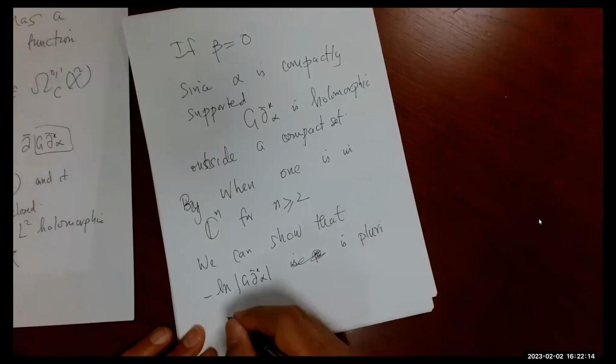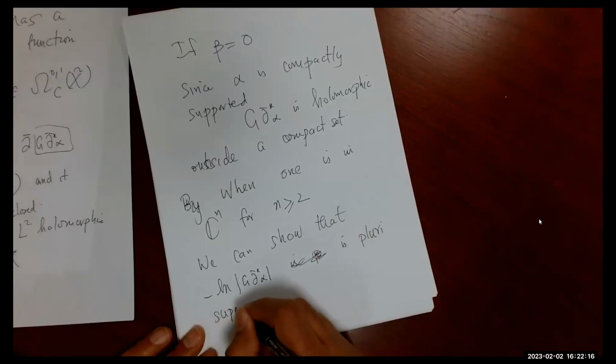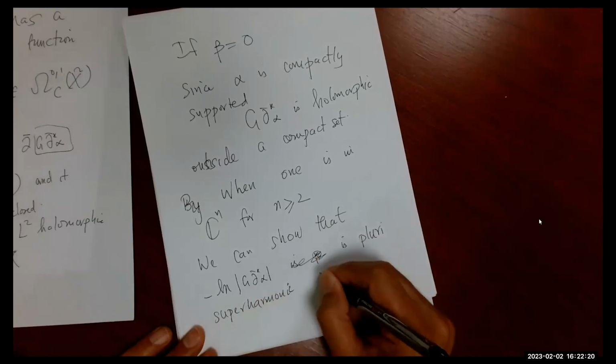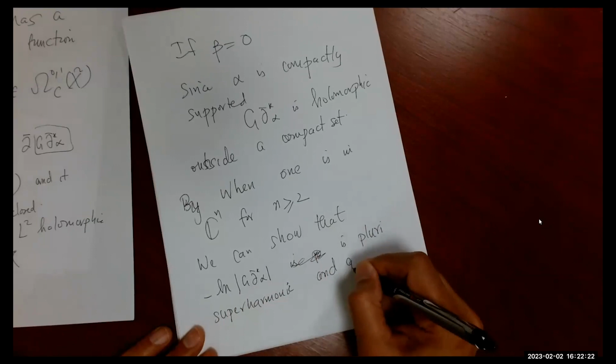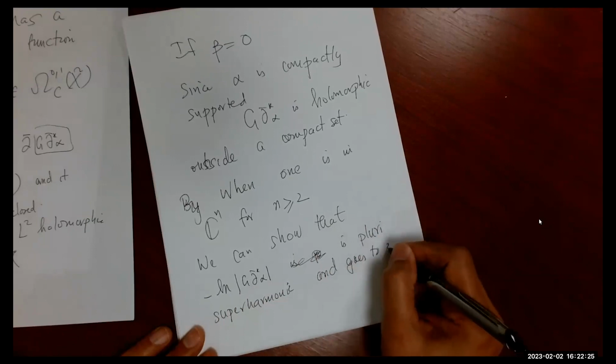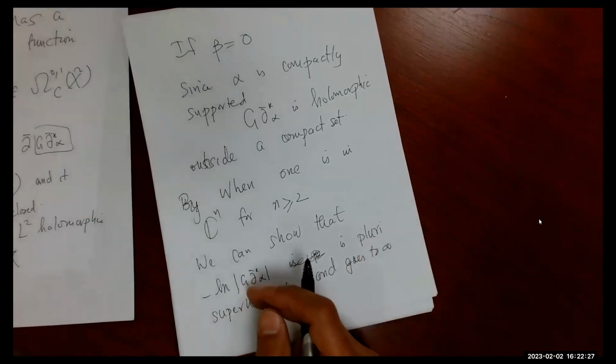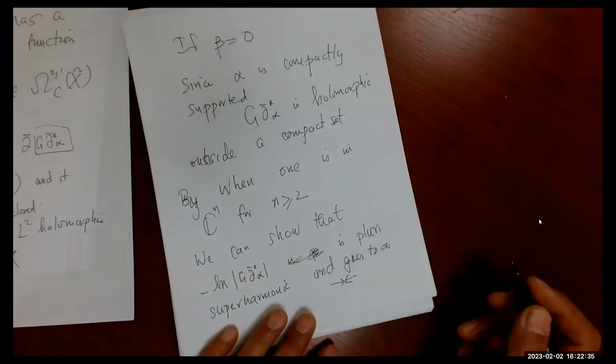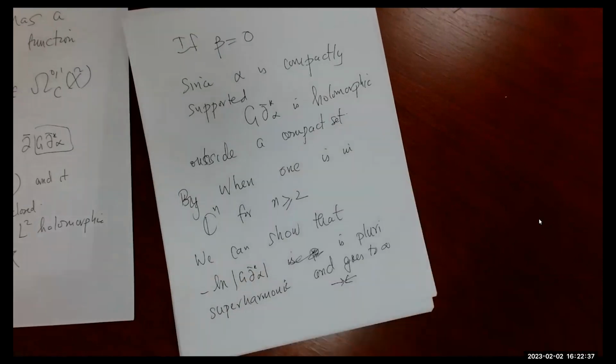superharmonic, whatever that means. But anyway, the main point is it has this property and goes to infinity along every sequence on which G goes to 0. And that immediately turns out to lead to a contradiction. So this leads to a contradiction. And so then what this will imply is that G applied to d bar star alpha had to be compactly supported.